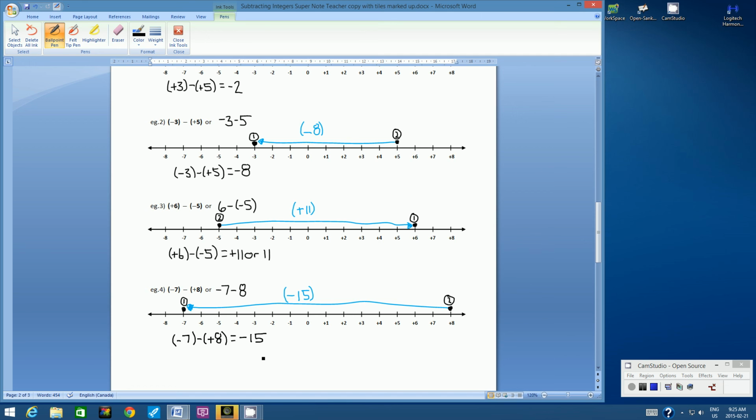Okay, so I hope you like that method. It's pretty straightforward. Once you know the rules, pretty easy to do as long as you've got a number line. And if you don't have a number line, you can simply draw one.